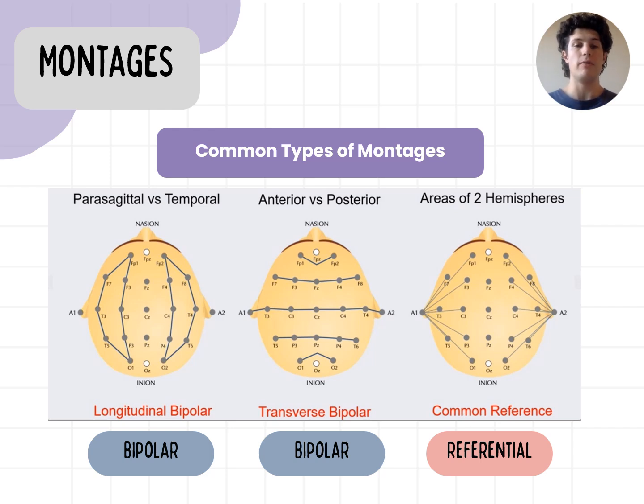The other type of montage is a referential montage, and this designates an electrode or two electrodes as a reference electrode, and then every other electrode that is used in the montage is compared to those reference electrodes. In this picture, you can see the reference electrodes are placed on A1 and A2, and the other electrodes that are placed on the scalp are compared to the reference electrode on their ipsilateral side.